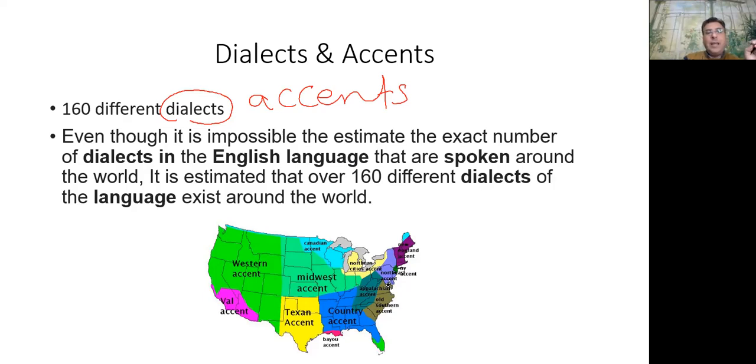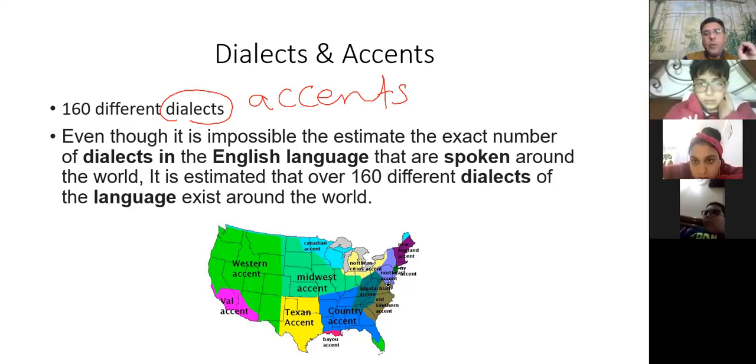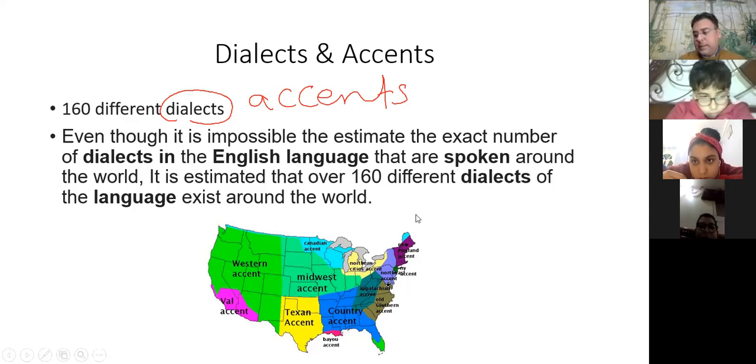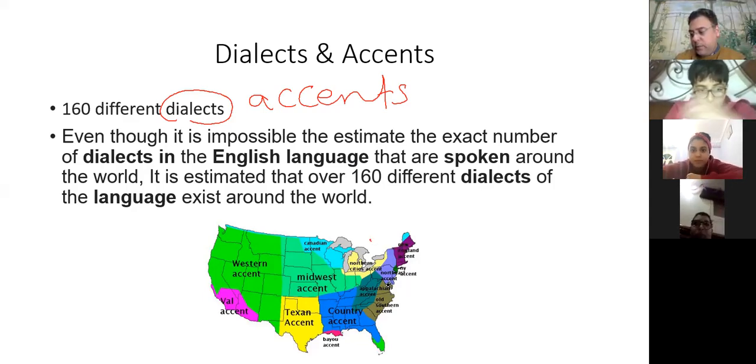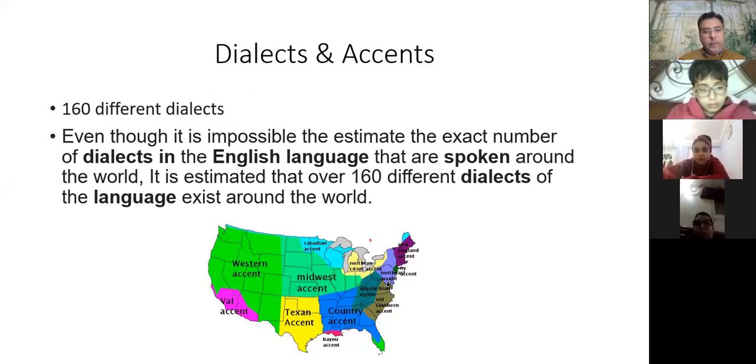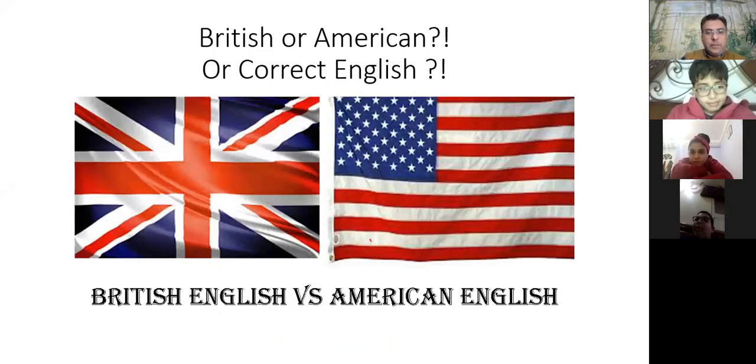Of course, when we say 160, we mean in the whole world, not just in Britain, not just in America, but in the whole world. So here we have the difference between British English and American English.